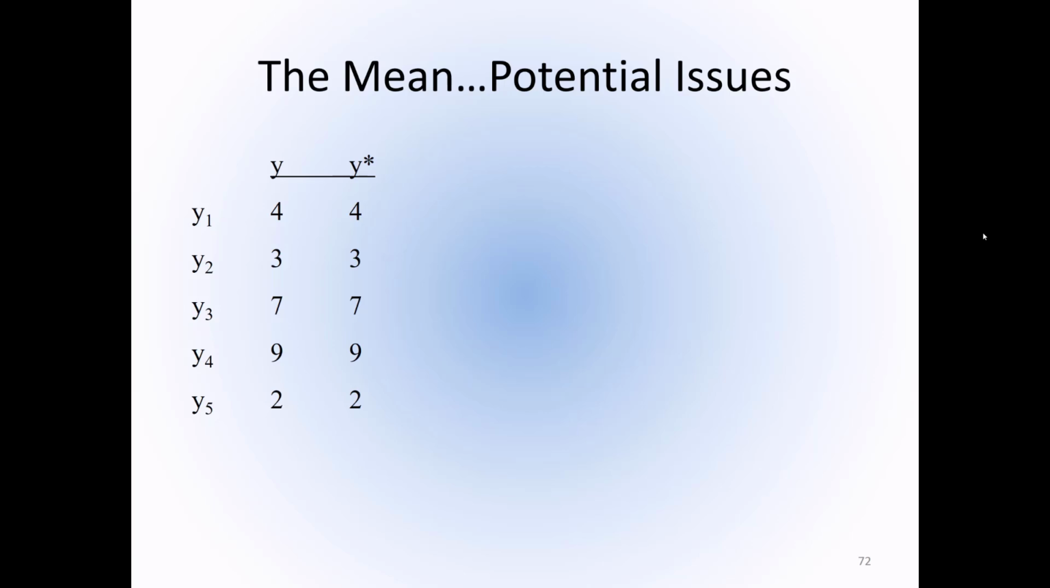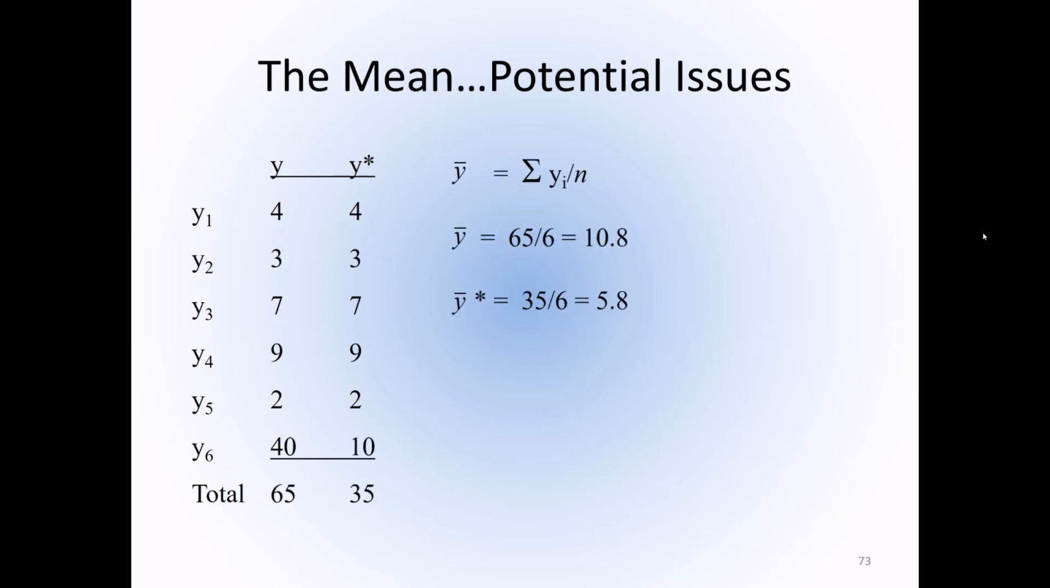Now, let's say that we have two different data sets. We've got two different samples, y and y star, and each of the first 5 observations are exactly the same. So in this particular case, the mean would be exactly the same. But let's say that we collect one more individual for each sample. And in this particular case, those individuals are quite different from one another. And as a result, our means will be quite different from one another, simply because of this last observation, y6.